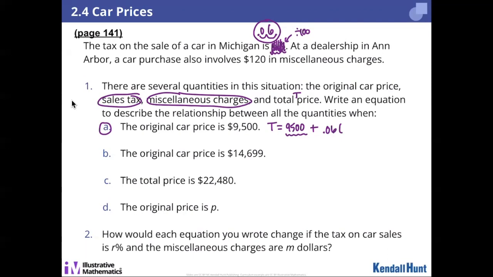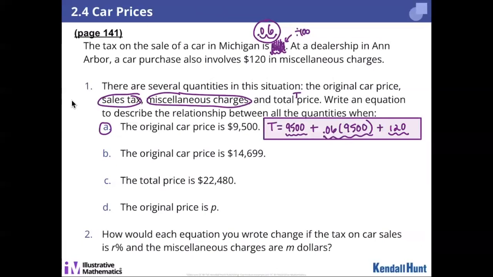So since we're buying a car and since the car is worth $9,500, we take that sales tax and we multiply it by $9,500. So that right there represents the tax that we're spending on the car. But we still have one other area that we have to factor into our total price, and that is the miscellaneous charges. On top of the car, on top of the sales tax, we have to spend $120 in those miscellaneous charges. But what's nice is that right now you have an equation that's going to calculate what you're going to spend in total on this car.